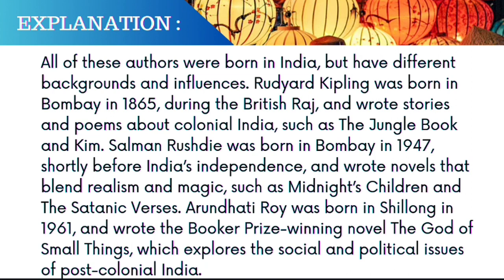Salman Rushdie was born in Bombay in 1947, shortly before India's independence, and wrote novels that blend realism and magic, such as Midnight's Children and The Satanic Verses. Arundhati Roy, on the other hand, was born in Shillong in 1961 and wrote the Booker Prize winning novel God of the Small Things, which explores the social and political issues of post colonial India.